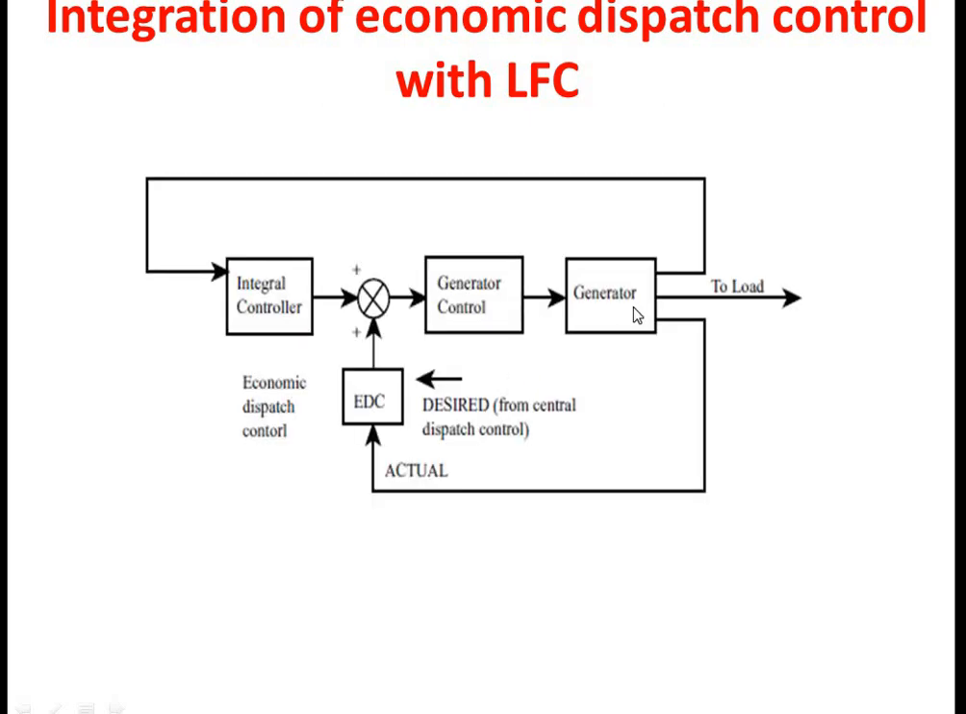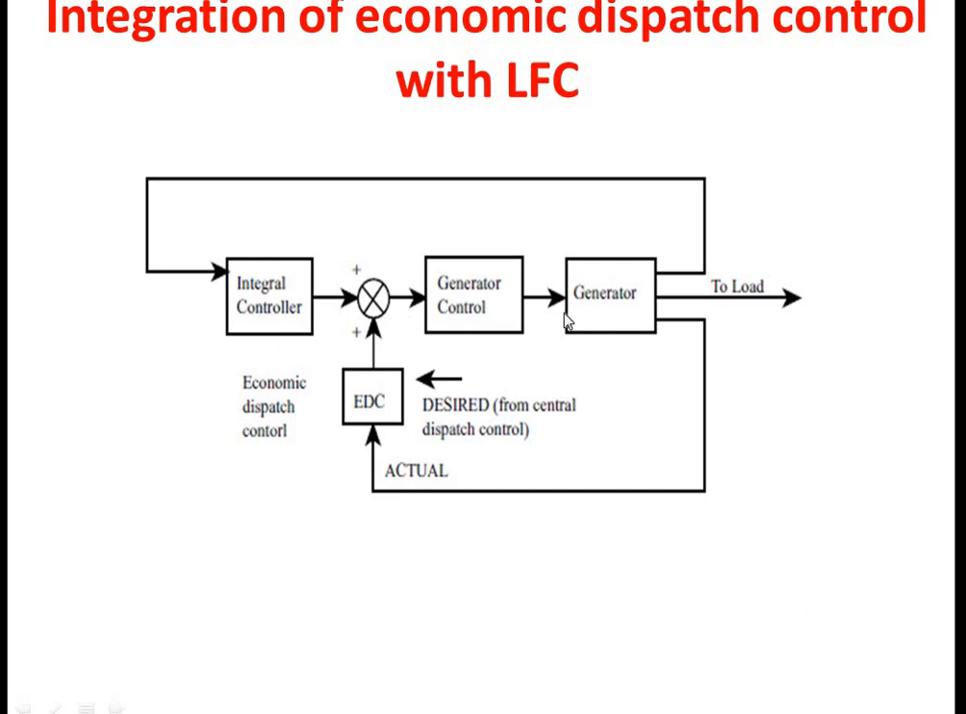Turn off the generating units by maintaining a minimum fuel cost. And now we are going to integrate this economic dispatch control with the existing low frequency control. So already in low frequency control, along with primary control, we are having a secondary control loop. It is having an interval control. It is for reducing the area control error.